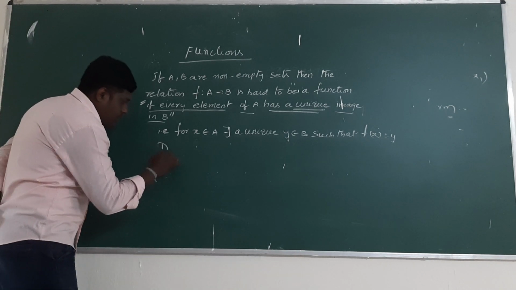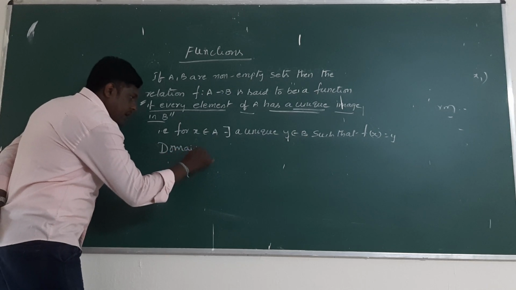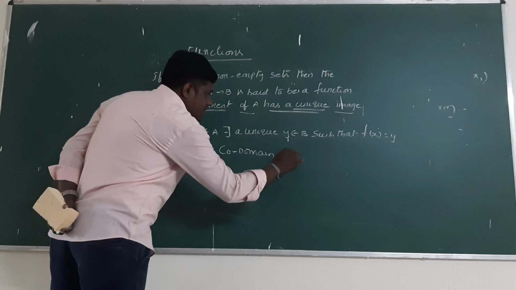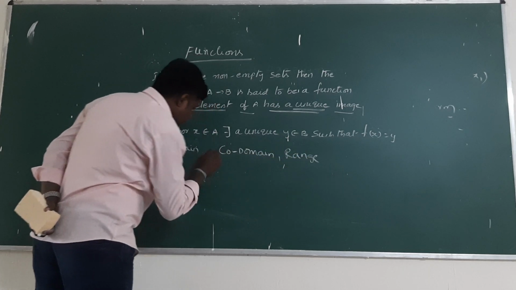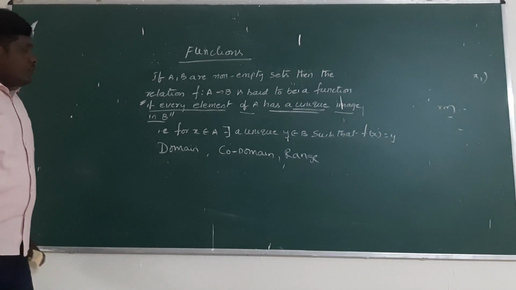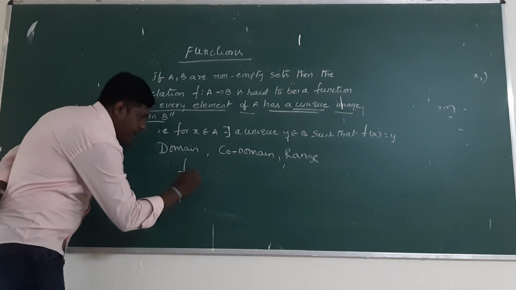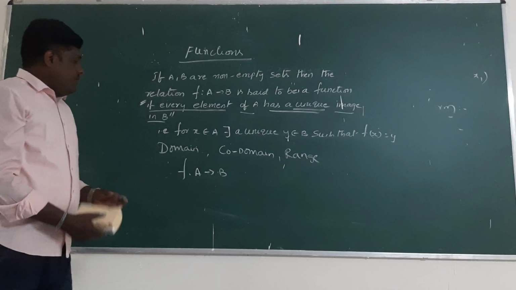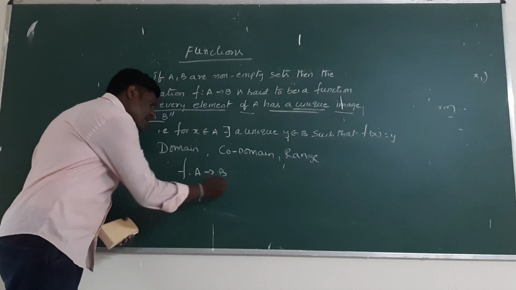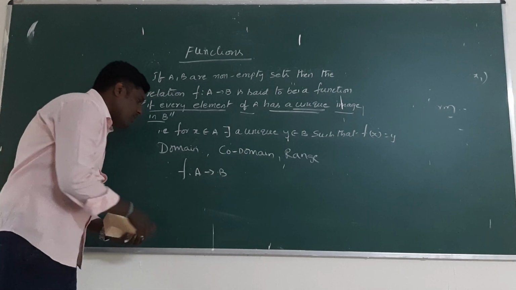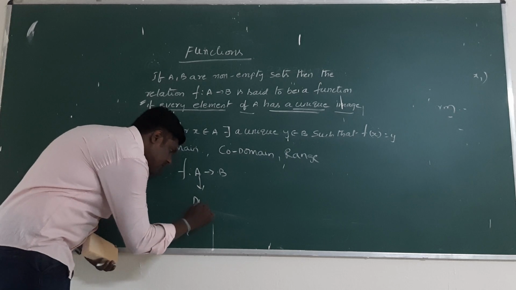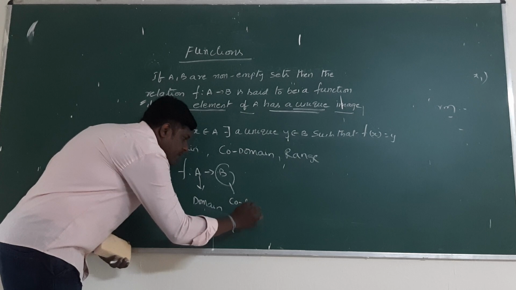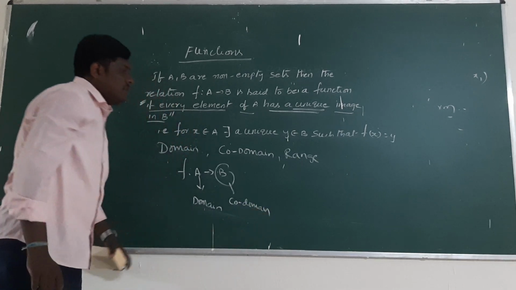Now come to domain, codomain and range. Domain. f from A to B is a function. f is mapping from A to B. Here A is called the domain. B is called the codomain.